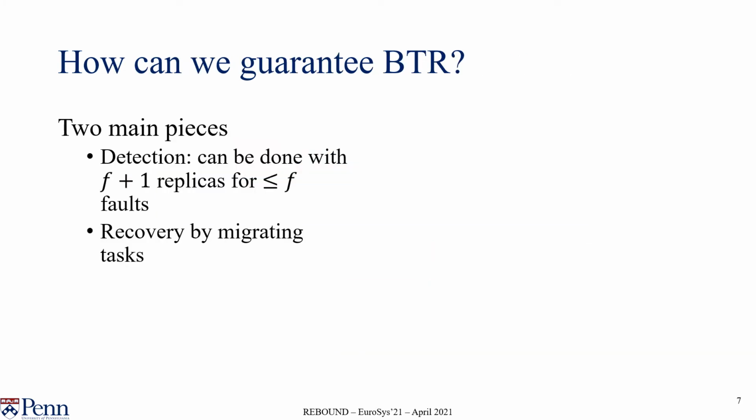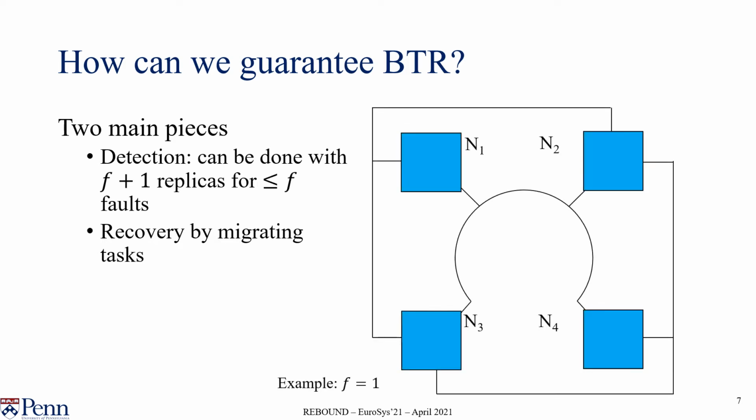There are two parts to providing the BTR guarantee. The first is scheduling F+1 replicas for every task in order to tolerate up to F faults. The second is recovery, in which we change which nodes are responsible for which tasks in response to a fault. Let's start this example system in the root mode, which means that there are no nodes or links faulty. A mode maps to a particular set of tasks and their replicas assigned to a particular set of nodes.